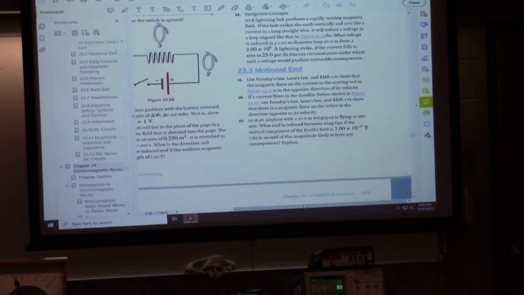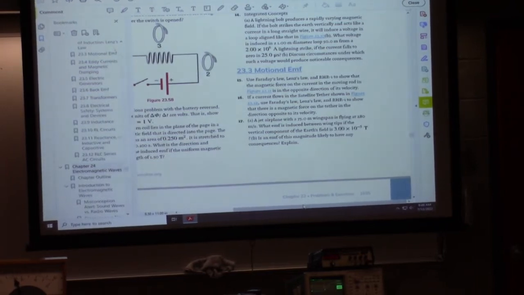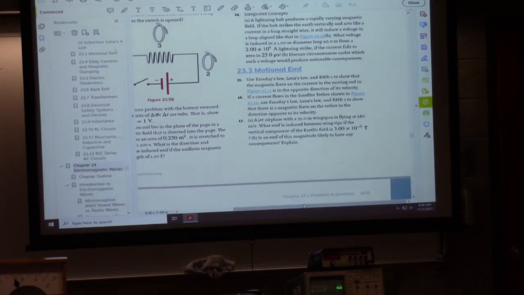So 17 says a jet airplane with a 75-meter wingspan is flying at 280 meters per second. What EMF is induced between the wingtips if the vertical component of the Earth's magnetic field is 3.00 times 10 to the minus 5 Tesla?